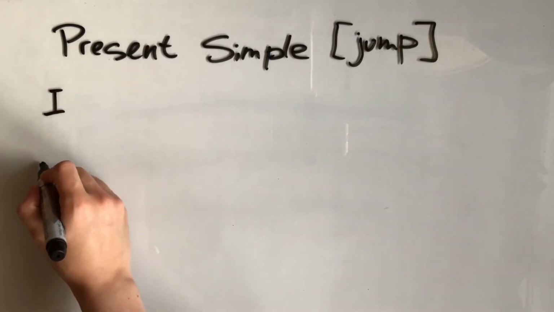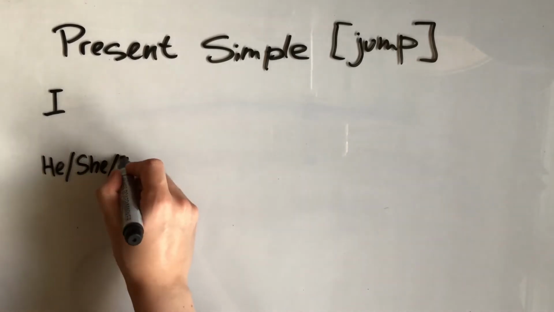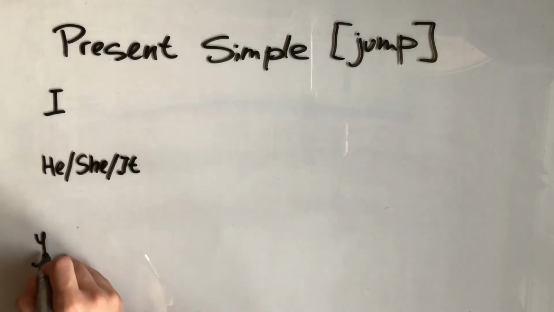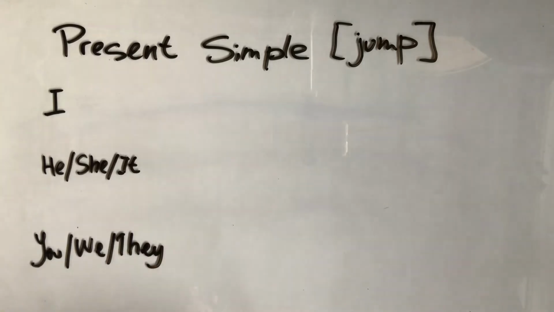I, he, she, or it, you, we, and they. The verb that we're using today to conjugate is jump. To jump. So watch what happens. With pronouns I, you, we, they, the verb jump remains absolutely the same.